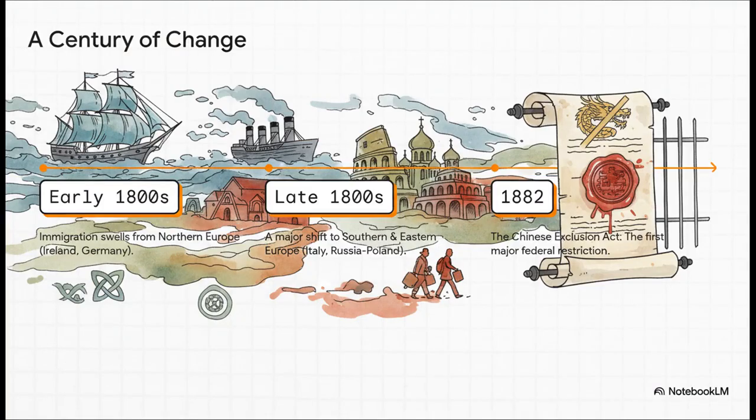But you know how it goes, that didn't last. By the late 1800s, there was a major shift. The main sources of immigration changed from Northern Europe to Southern and Eastern Europe. Suddenly, millions were arriving from Italy and Russia. This era also marked a huge turning point. The government started getting involved, passing the first real restrictions, starting with the Chinese Exclusion Act of 1882, which was driven by a lot of economic fear and racial prejudice.